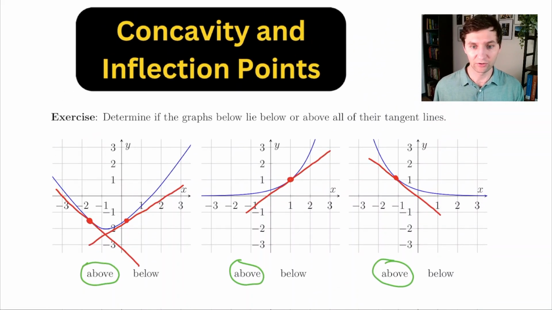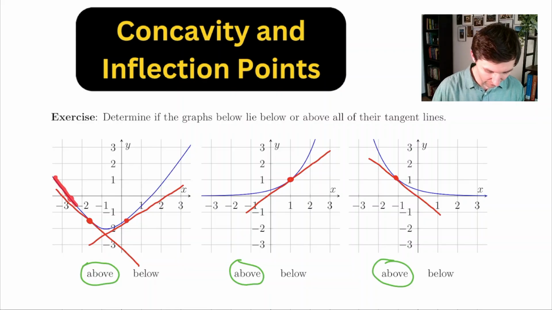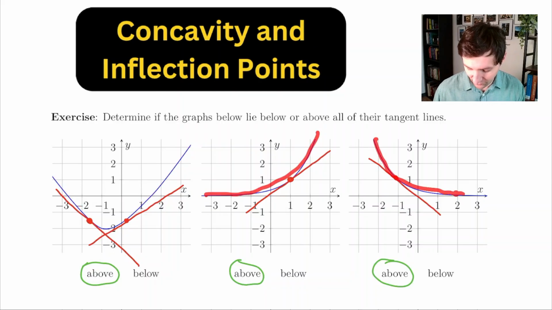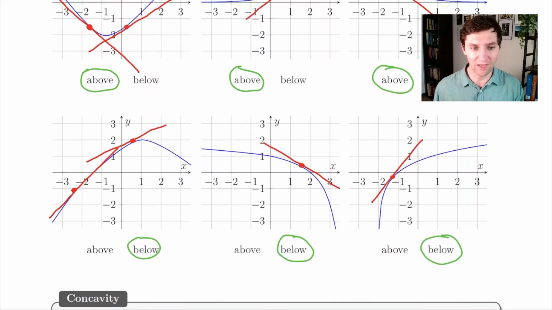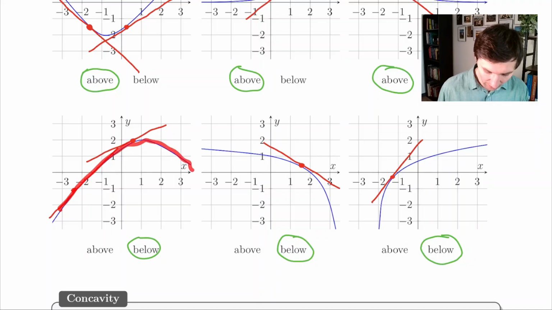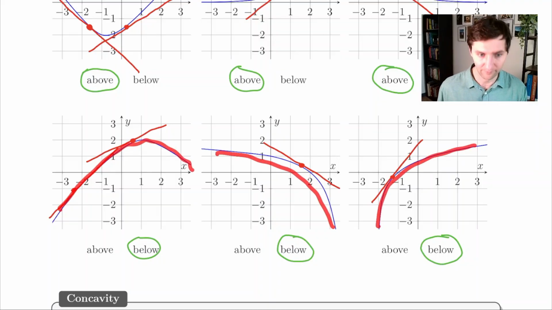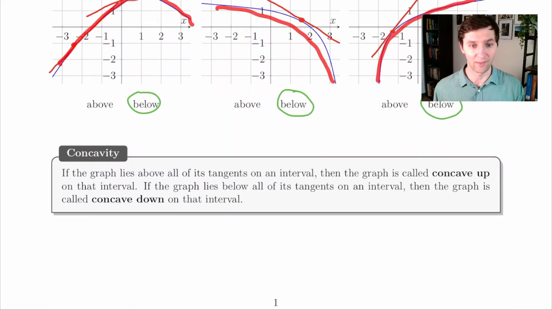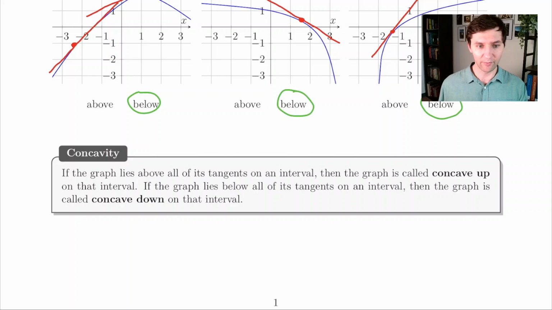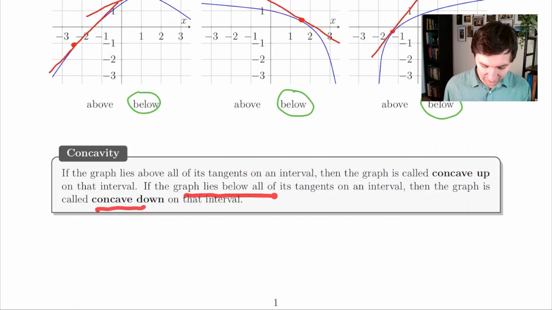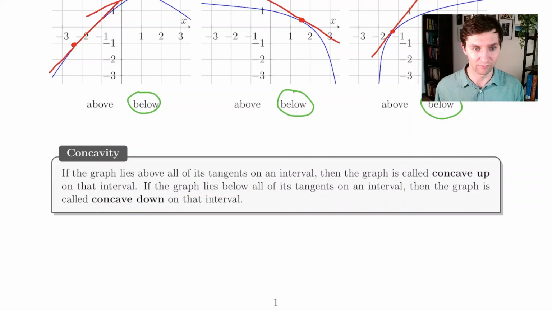People mostly think about concave up functions as those that resemble a smiley face or a piece of a smiley face. You can think about this graph as a smiley face, this graph as a piece of a smiley face, and this graph as a piece of a smiley face. When it comes to concave down functions, they look like sad faces or pieces of sad faces. Again, to be concave up means that the graph lies above all of its tangent lines. To be concave down means that the graph lies below all of its tangent lines on an interval.